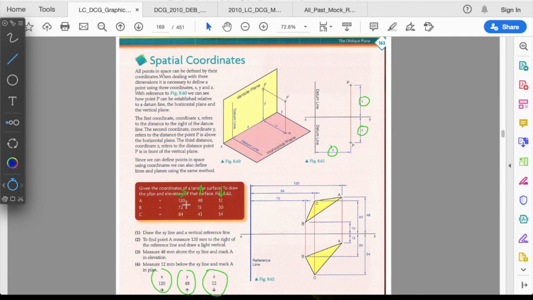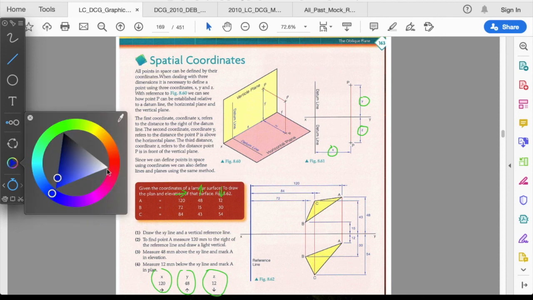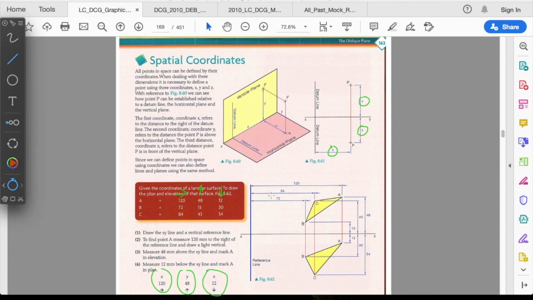So if you want to put in the 120, 48, and 12, you will measure across 120. So we have our 120 across first. Then you'll draw your light line down. Then you'll come up your 48.